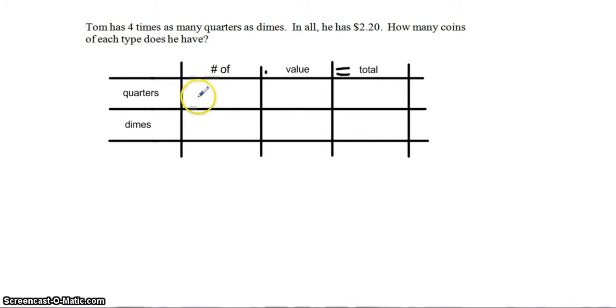So the number of quarters is 4 times as many as dimes. So dimes is X, and quarters is 4 times that, so 4X. The value of 1 quarter is 25 cents. The value of 1 dime is 10 cents. The total, 4X times 25, is 100X. And X times 10 is 10X.